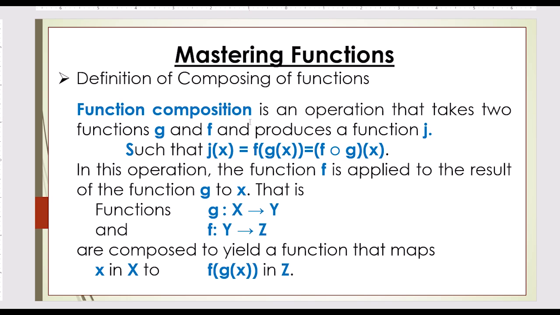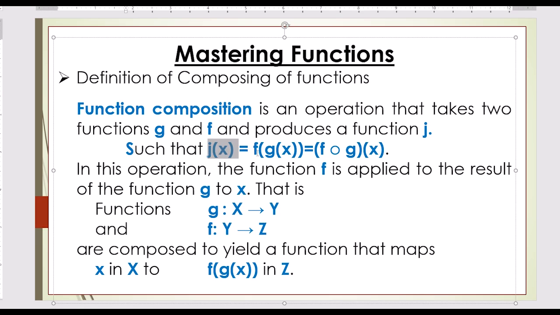Function composition is an operation that takes two functions, function g and function f, and produces a function j, such that j of x is equal to the function f applied to the result of function g of x. And we denote the composite of f and g by this symbol here. In this operation, the function f is applied to the result of g of x.